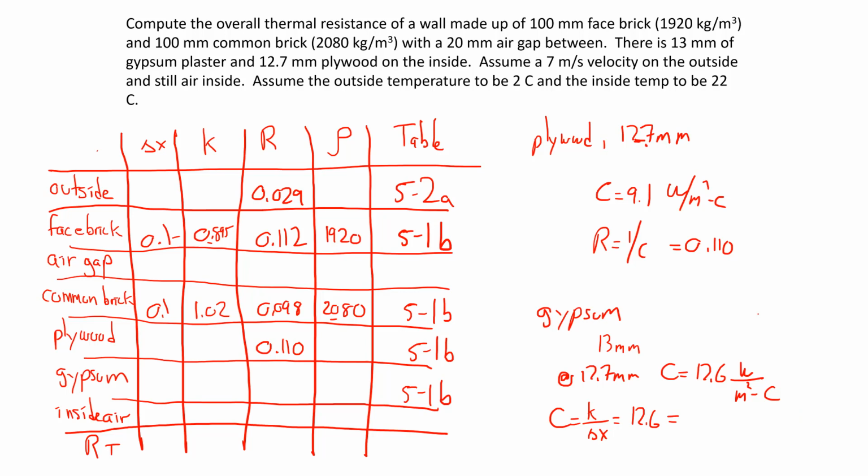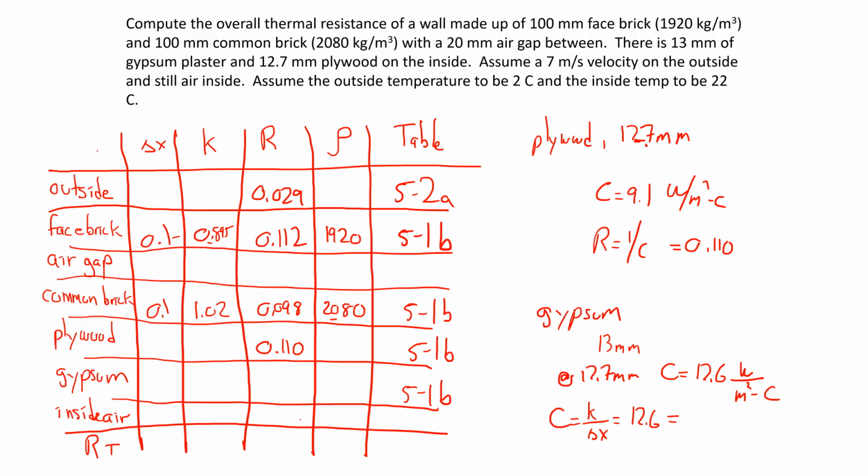And then the resistance is the thickness over conductivity. So we would have 0.013 meters divided by the conductivity, which is 0.16. If I do that, I end up with gypsum having a resistance of 0.081.